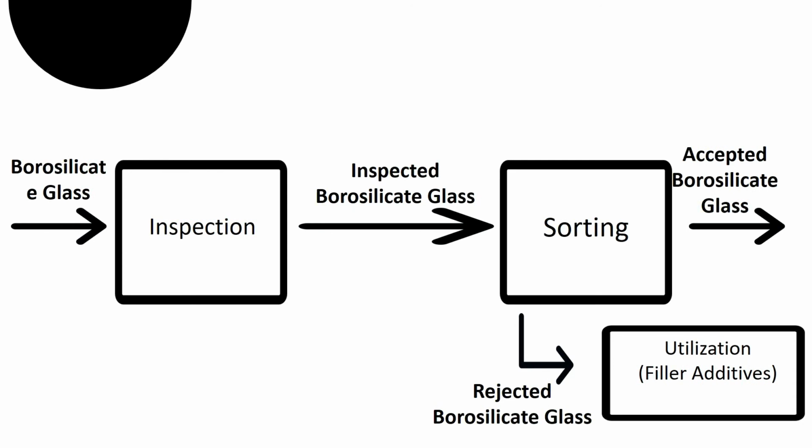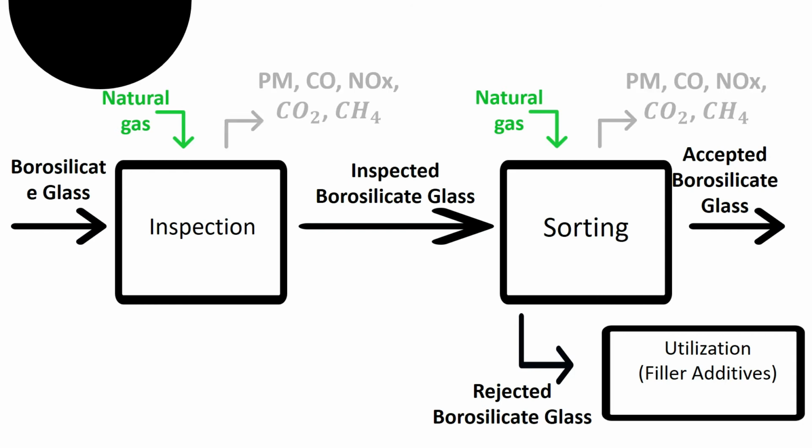Inspection and sorting processes also use natural gas as their energy source. Same with the other processes, NOx, SOx, carbon monoxide, carbon dioxide, VOCs, and particulate matter will be the air emissions.